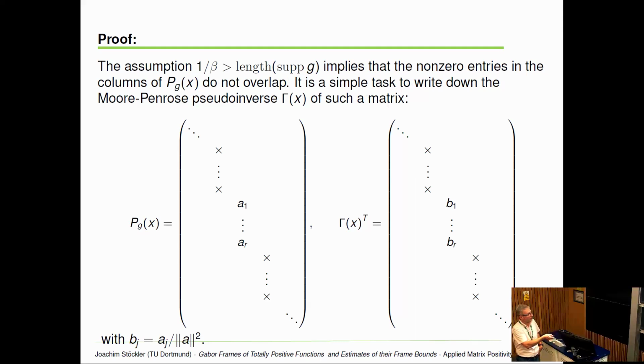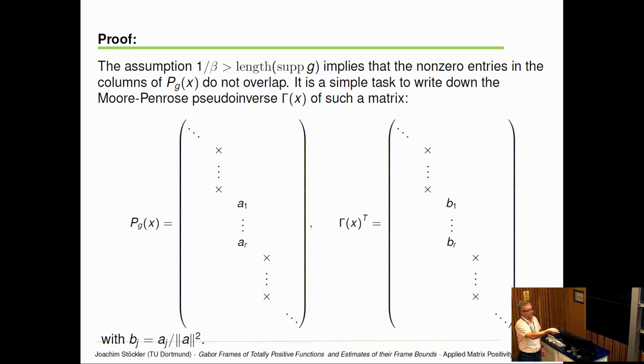Well, if beta is less than the reciprocal of the support length, then 1 over beta is greater than the support length, so I step outside of the support. Of course. So I have zeros all the way to the left and right, and my Ron-Shen matrix has this trivial form. There may be several zero rows, but then the next column will have another coincidence with the support. So these columns are all disjoint, I could say, and writing down the Moore-Penrose inverse is a trivial task.